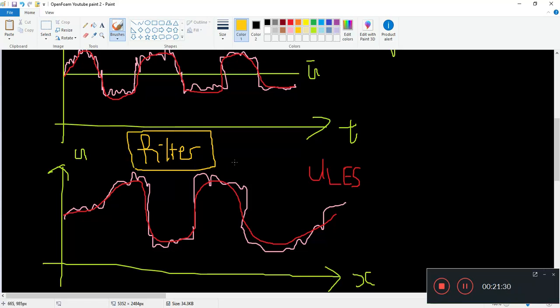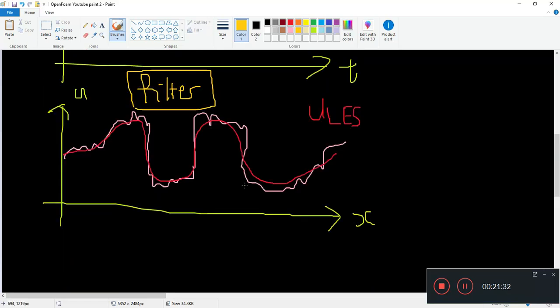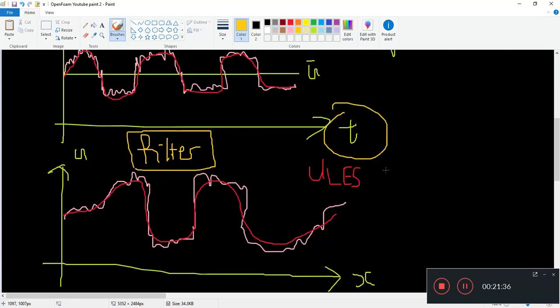And how does this filtering work? Instead of using time to average, as most frequently Reynolds average Navier-Stokes methods do, they like to use time in that sense.